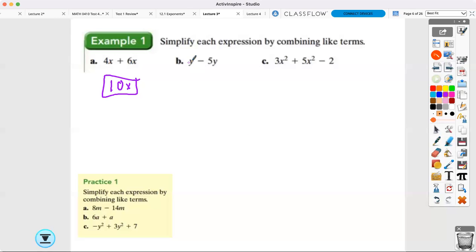Look at B. We're combining like terms here. They're both y's, so they are like terms. What number is invisible in front of this y, class? Anyone remember? 1. There is an invisible 1. That is correct. If you have 1y minus 5y, then it's going to be negative 4y.